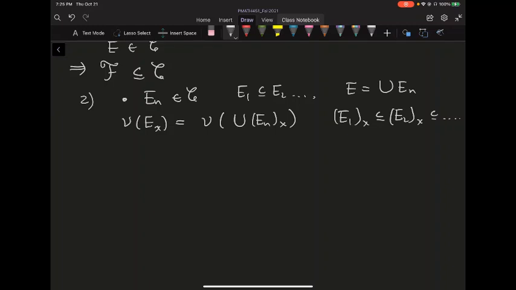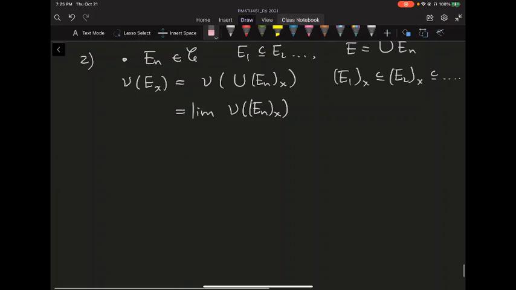Because nu is a measure, it is continuous along these increasing chains. So I have nu of Ex is the limit of nu of Enx. Each of these nu of Enx is measurable, and we have a limit, which is again measurable. And you do the same thing for y. And I need to check that the product measure of this E is the integral.